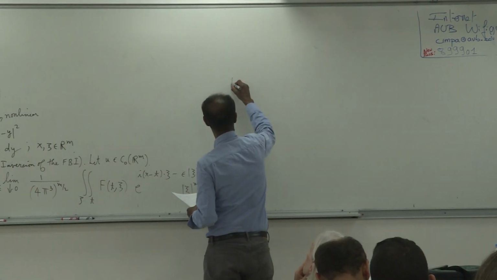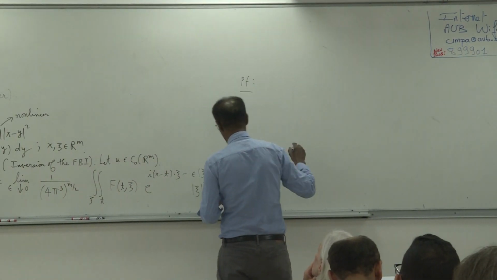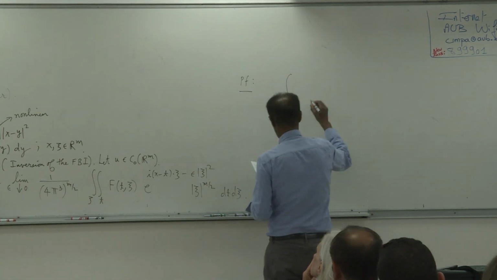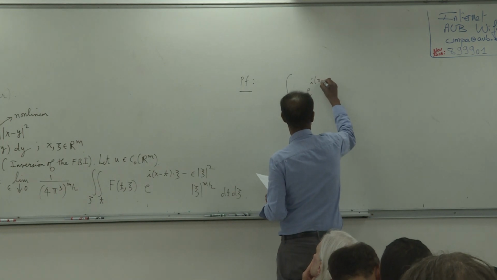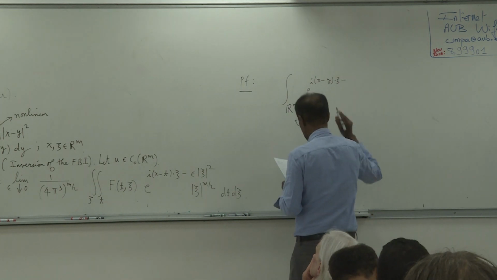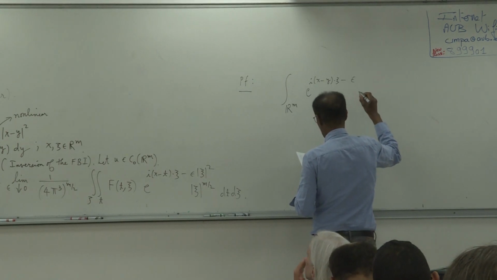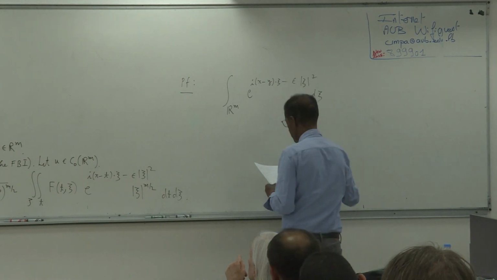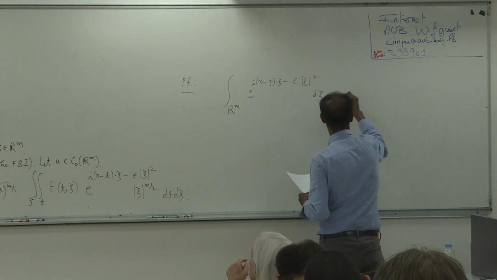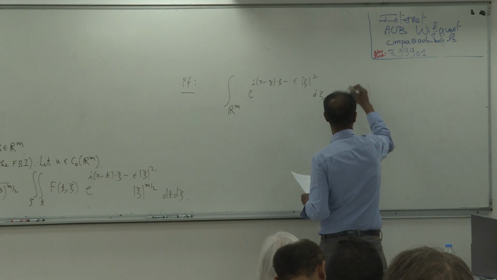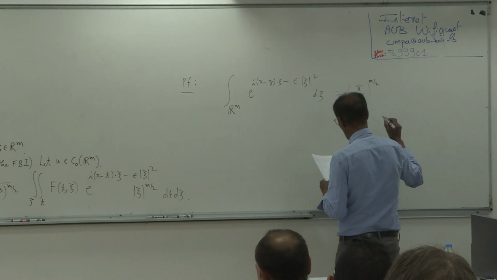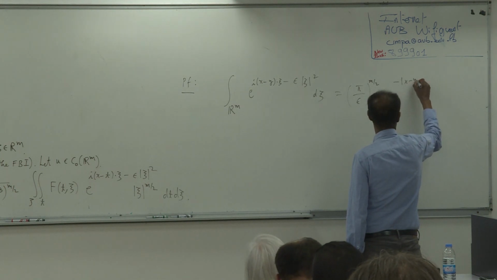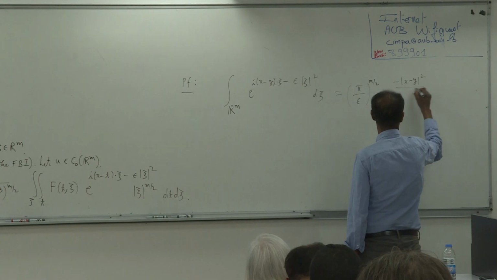So let me show you. The proof is quite short. First, you have the integral of e^{i(x-y)·c - epsilon|c|^2}. This is an integral in the c variable. This integral equals (pi over epsilon) to the power of m over 2, times e^{-|x-y|^2 over 4 epsilon}.